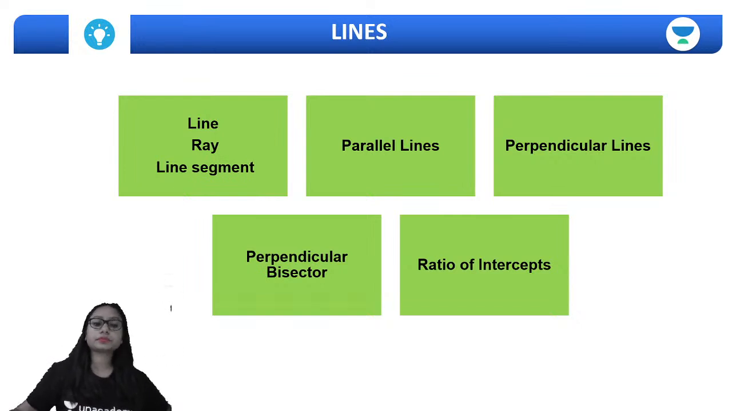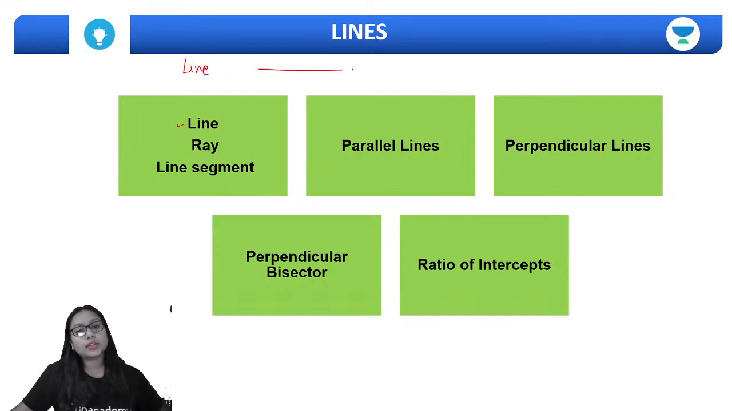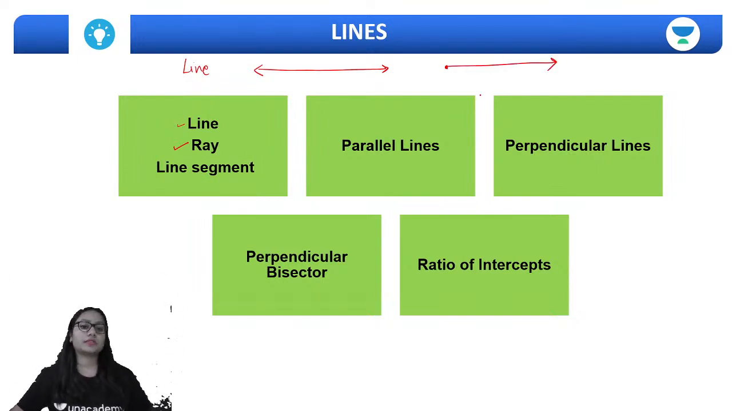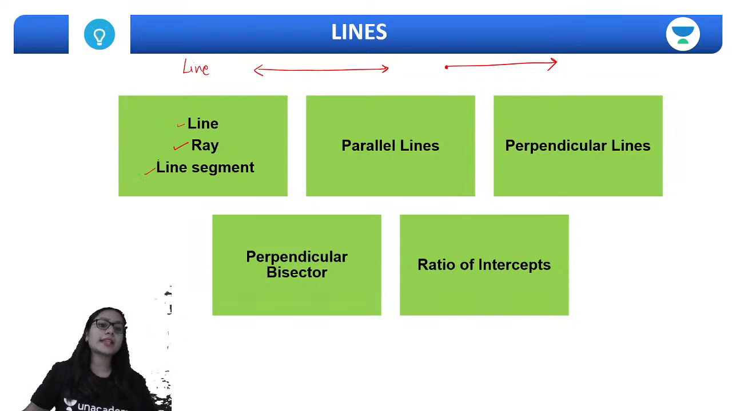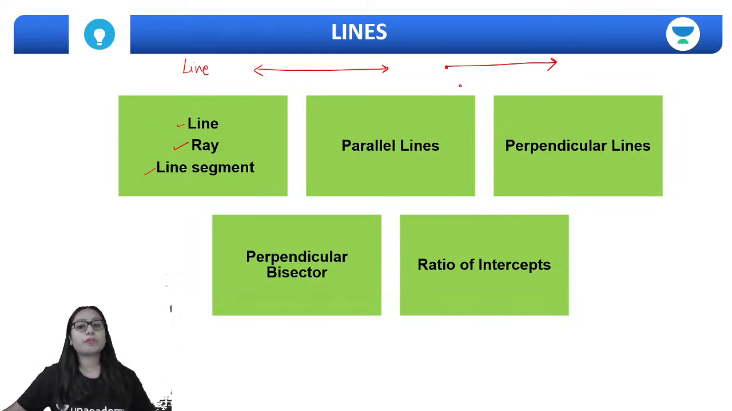Okay, let's begin. So let's see what is a line. A line is a set of points which can be extended in both directions. So I can extrapolate this line in both directions. Similarly, a ray is a set of points which has one end point and it can be extended in any one direction. Okay, what is a line segment? A line segment is a set of points which has two end points. It has a fixed length.